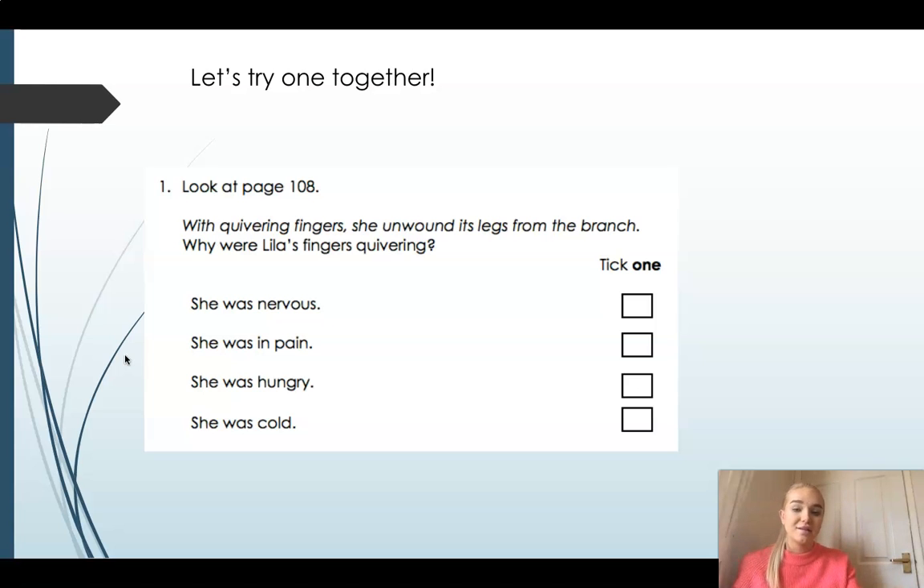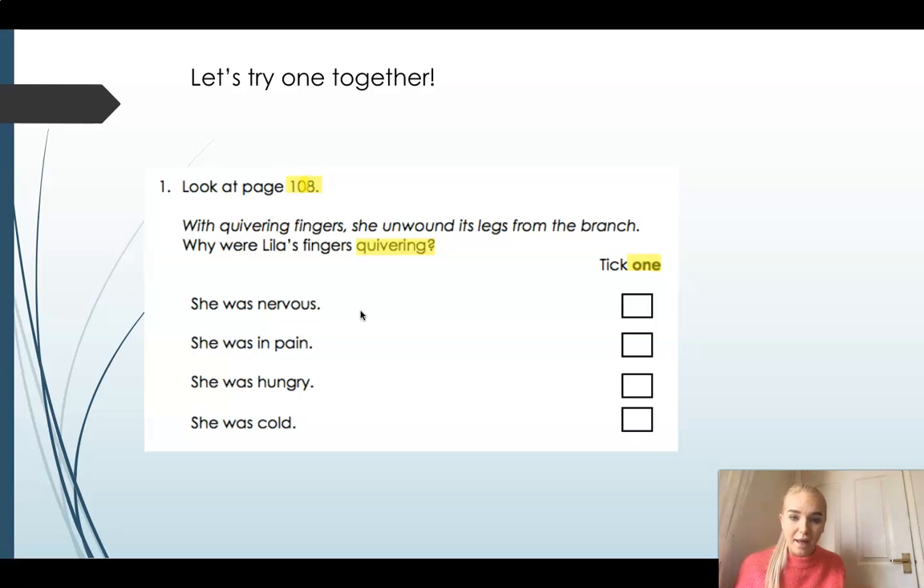Now, what we're going to do first is highlight the key words. I'm going to pick out all those words that we do need and ignore those words that are just added words used to fluff out the answer. So I have read through my question and I have found the number 108 is significant. It's important. It's my page number, so I need to highlight that. But also, the quote, along with the word quivering, is also important. And also, one, making sure we only tick one and not two or three or even all four of them.